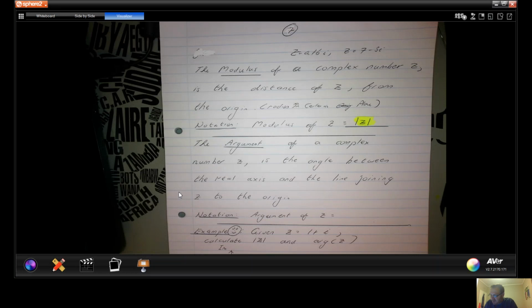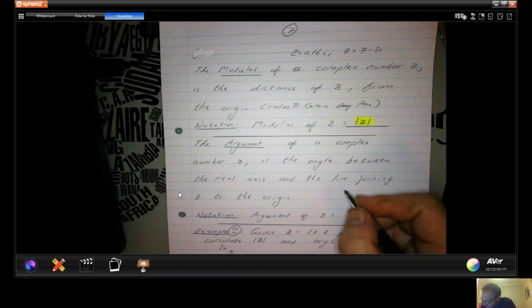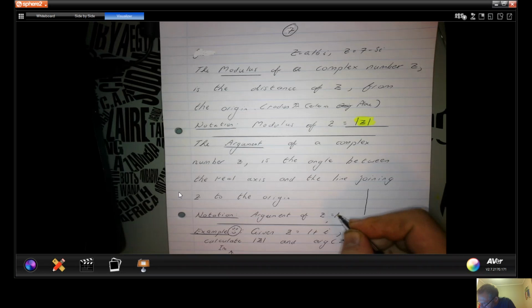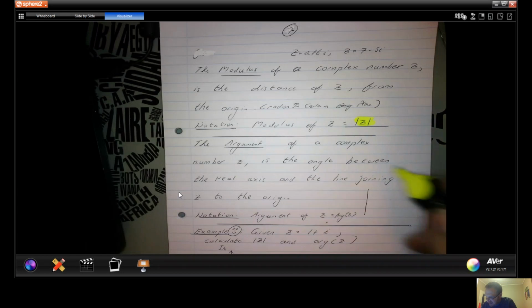And then the argument of a complex number z is the angle between the real axis and the line joining z to the origin. So what are we talking about? The notation is we simply write arg z. The argument of a complex number z is the angle between the real axis and the line joining z to the origin. That's the fancy way of saying it.